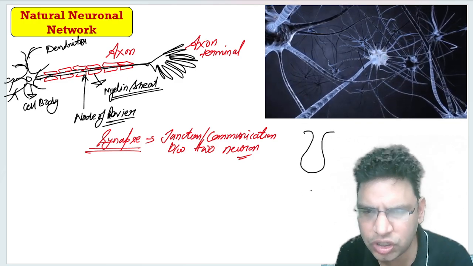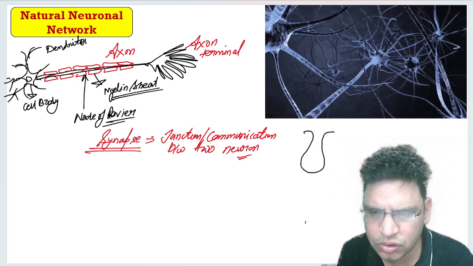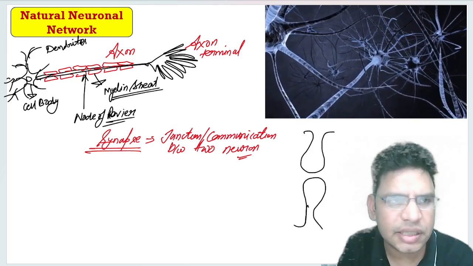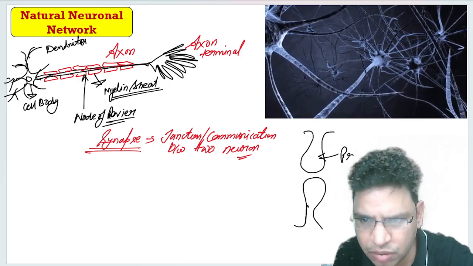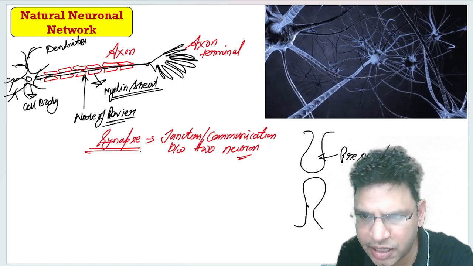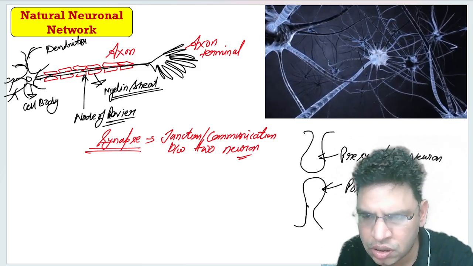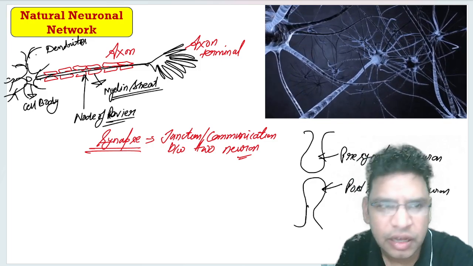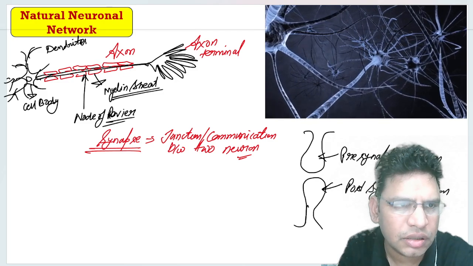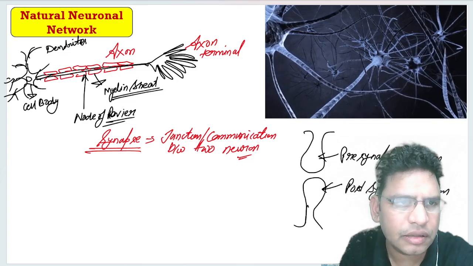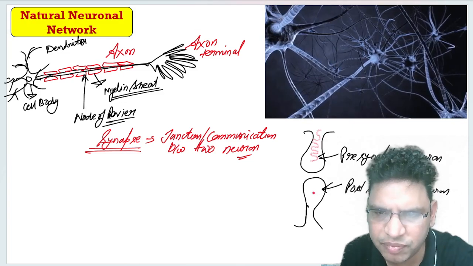So you can show two neurons like this. Let me show you. This is the basic terminology. This is called the presynaptic neuron. This is called the postsynaptic neuron, and electrical excitation takes place here, right? This kind of electrical excitation takes place here.